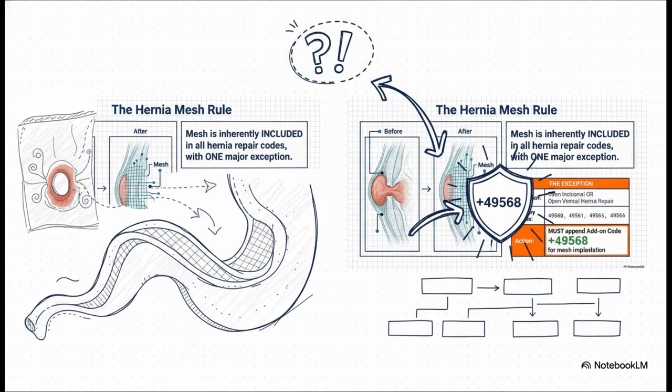Now, a super common question with hernias is about the mesh. This slide lays out the rule perfectly. For almost all hernia repairs, using mesh is just considered part of the main procedure. It's baked right into the code. But, and this is a big but, there's one major exception. For an open incisional or ventral hernia repair, you absolutely must use the add-on code +49568 to report the mesh. That is a key detail you've got to look for.